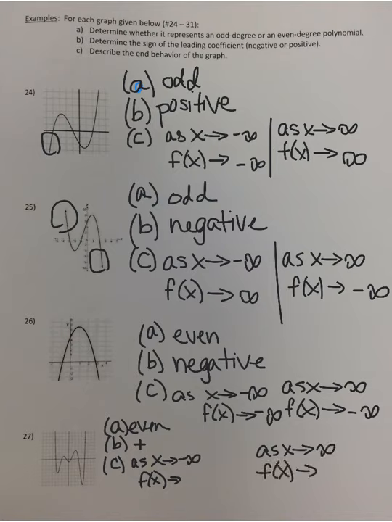Okay, so let's see. As x goes to negative infinity means look at the left side of the graph. Do you see that y value is going up? So that means we are going to be going to infinity. And then let's look at the right-hand side of the graph, right? Because this refers to the right-hand side. And when you look at the right-hand side of the graph, you see it's also going up. So your answer for f of x would be that it's going toward infinity as well.